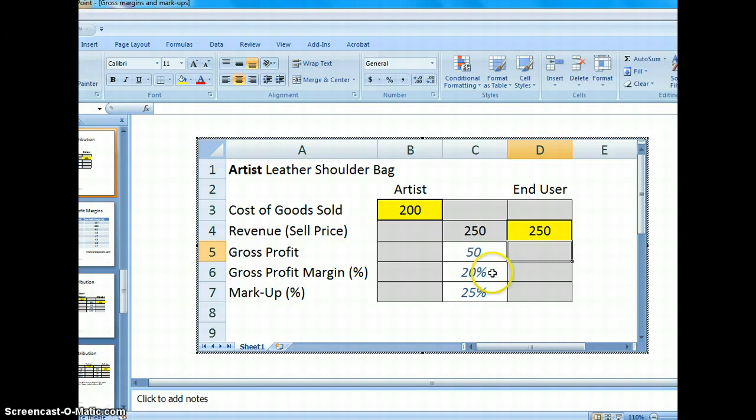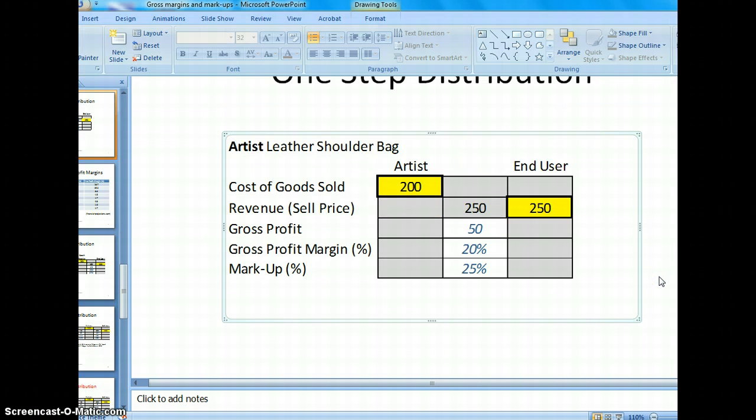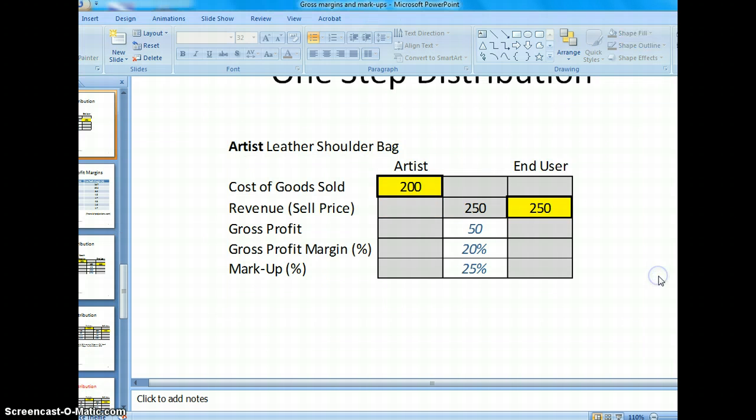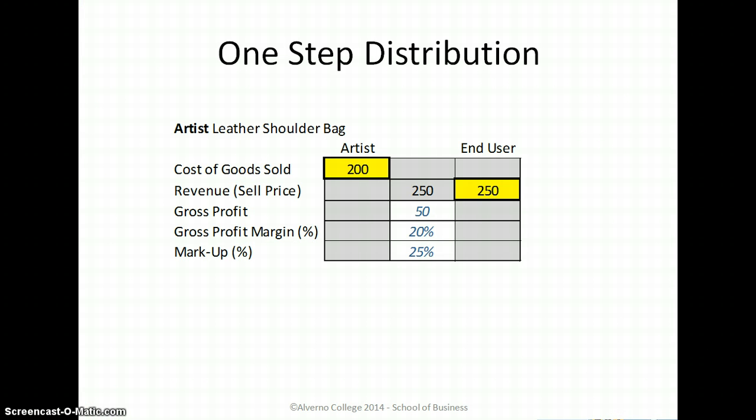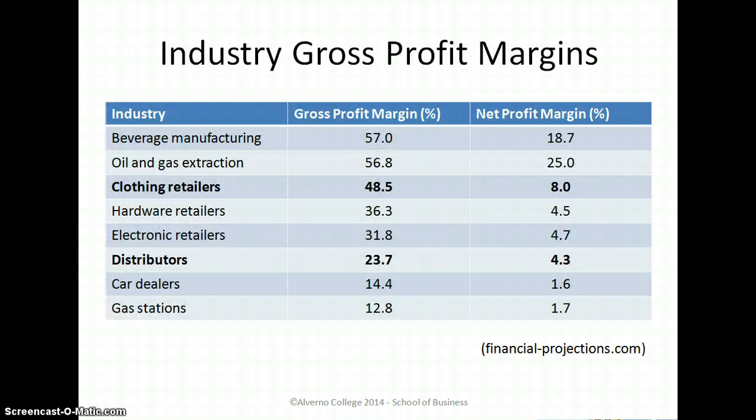And also gross profit has reduced and markup has been reduced too. But from now on out, we're going to talk mostly about gross profit margin. Okay, so that's how you can manipulate this spreadsheet. So that's one-step distribution.